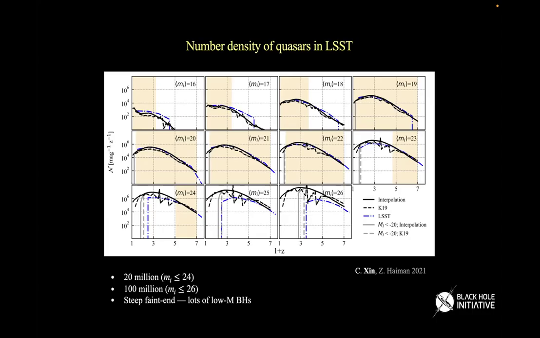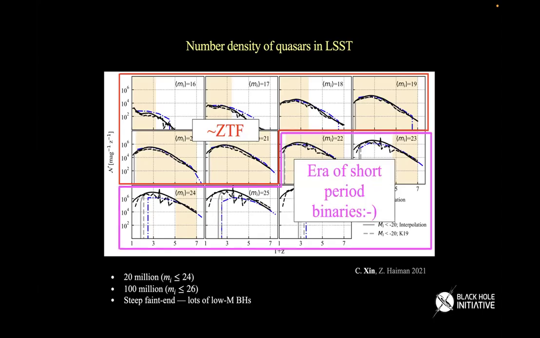But I want to address another thing: since most of the quasars are on the fainter end, we have a very steep faint end, and lots of quasars are low mass sources. So what does this mean? It means the time domain surveys from which we select binary candidates cover mostly up to the first six panels, but we would have a lot more in the era of LSST. I'll show you in the next slide why these low mass sources are associated with short period binaries.